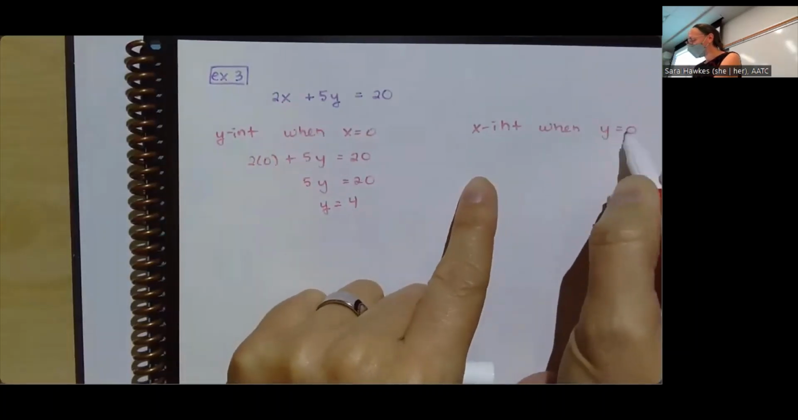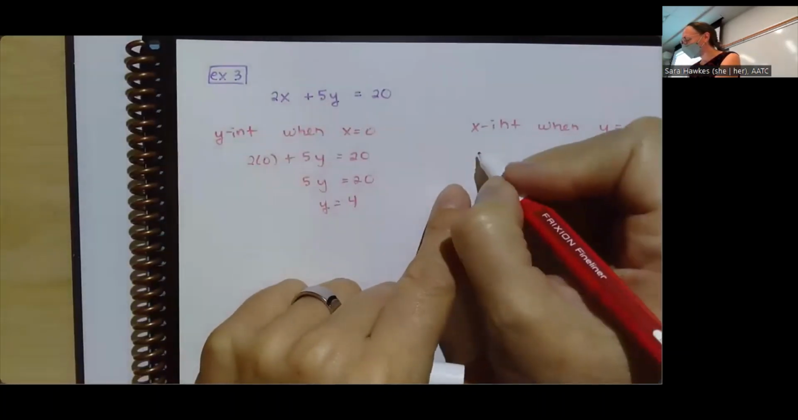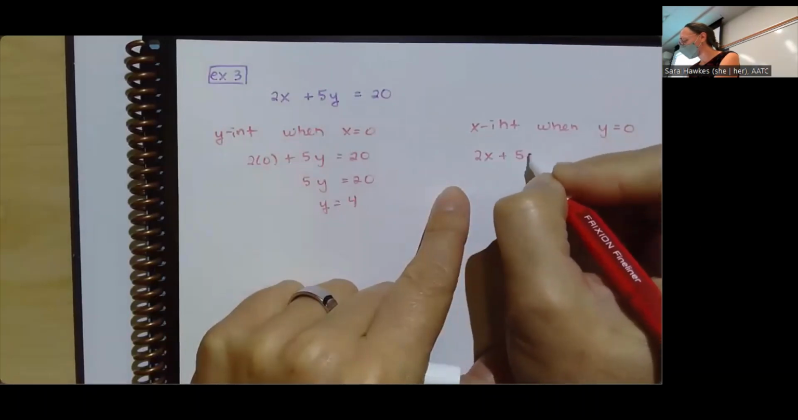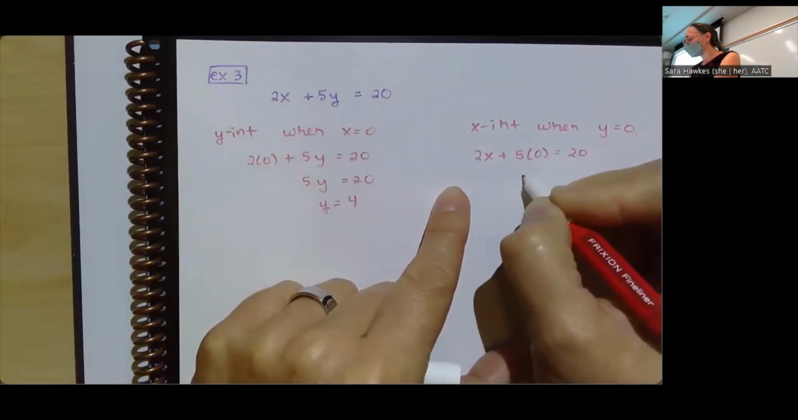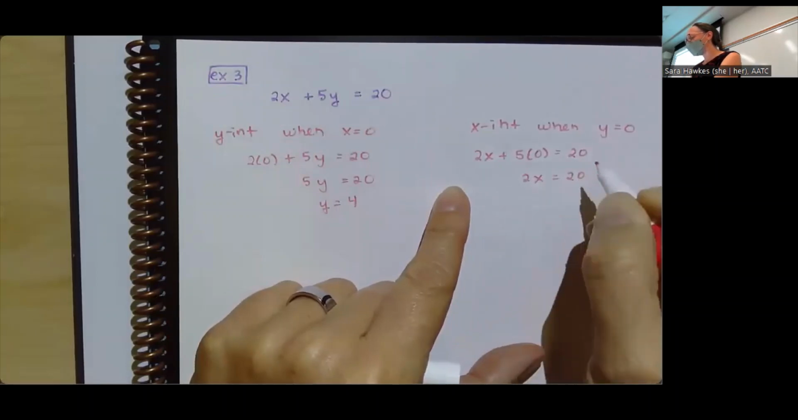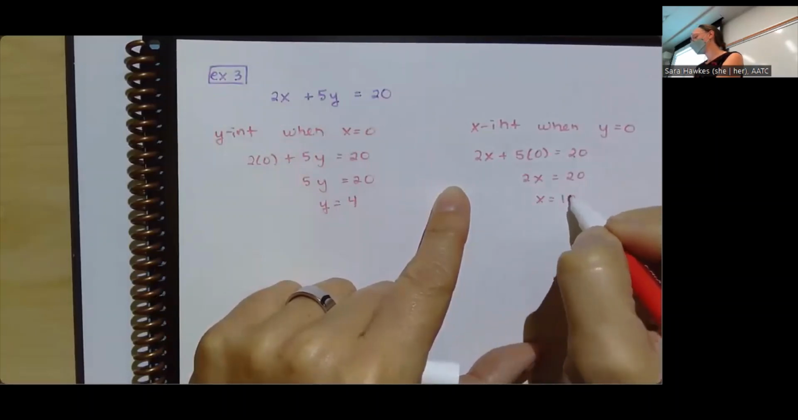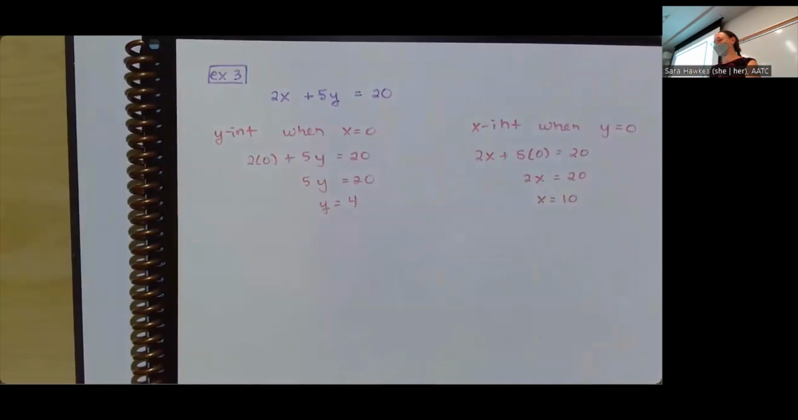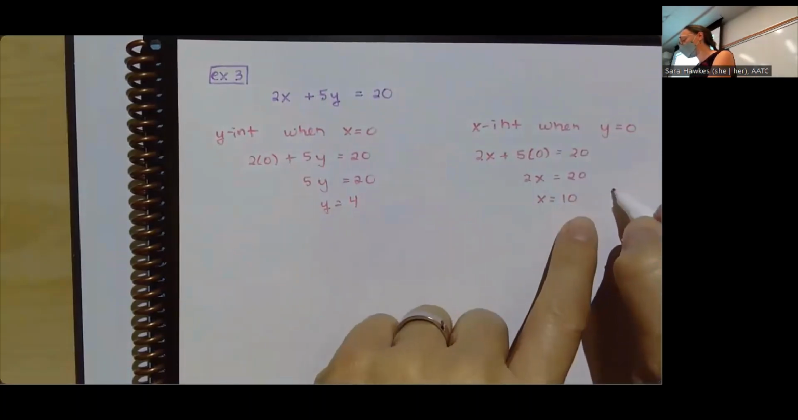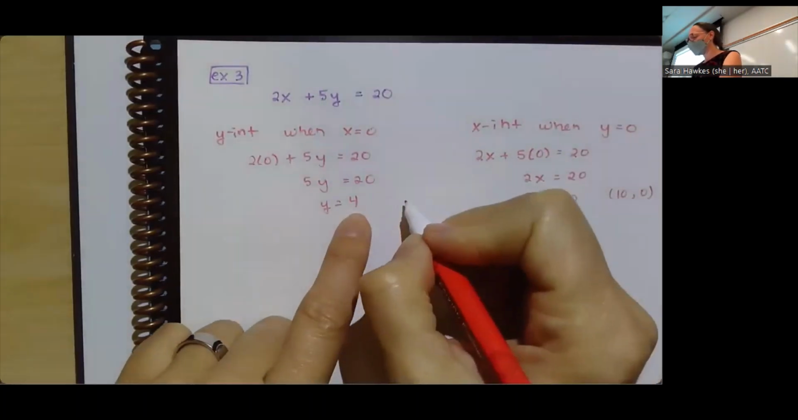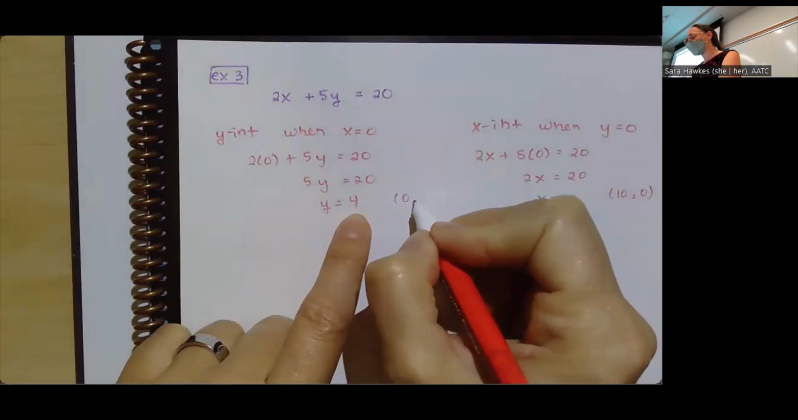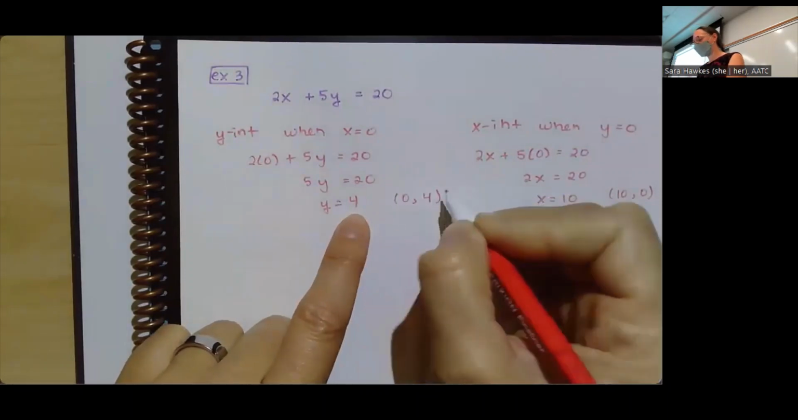Over here, if I replace my y with a 0, then I've got 2x plus 5 times 0 is equal to 20, which means 2x is equal to 20, and 2 times 10 is going to give me 20. I'm going to write both of those as a coordinate with my x value, comma, the y value. And over here, my x value is 0 and my y value is 4.